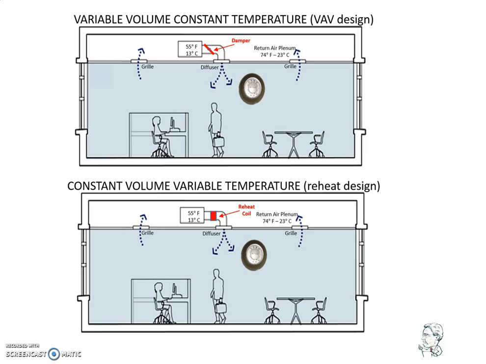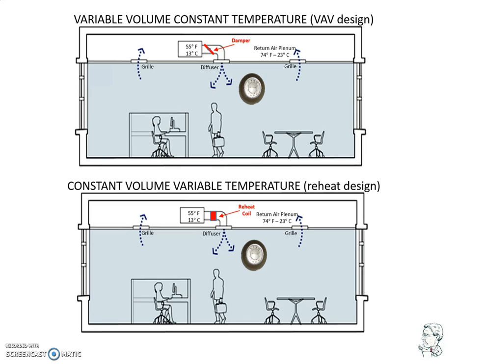The first method is called variable volume constant temperature, or VAV. The thermostat monitoring the space's temperature simply controls the amount of 55 degrees Fahrenheit or 13 degrees Celsius air to be discharged through the diffuser by controlling the position of a damper. Although the temperature of the air flowing into the space will be constant, the volume of that air will vary.